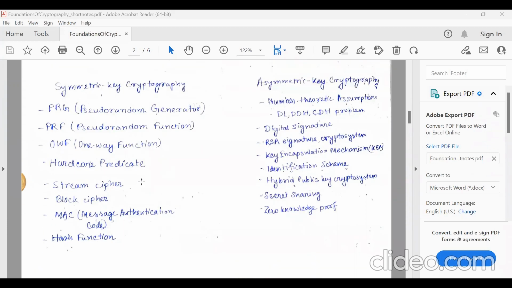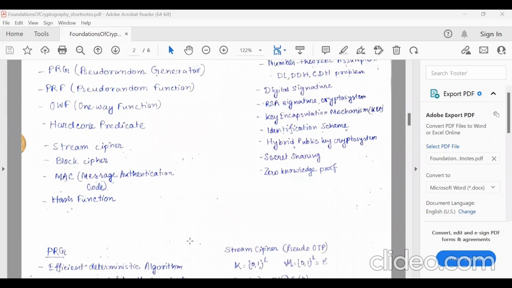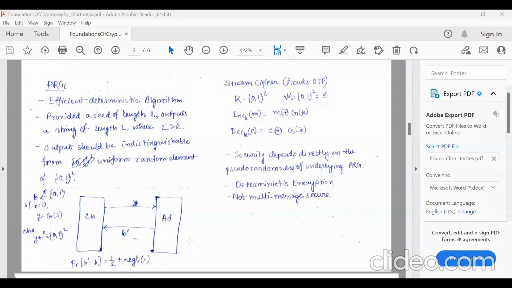Okay, I will try to touch these topics. So let us recap what a PRG is. It is a pseudo random generator, right? In case of a PRG, it is an efficient deterministic algorithm. You will be provided with some seed. The seed is obviously secret.